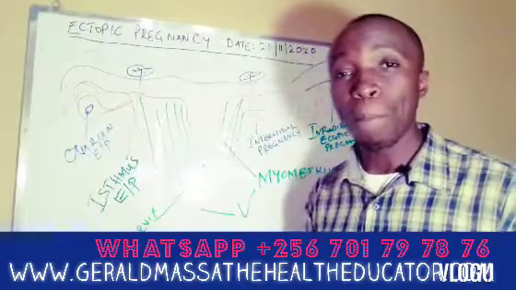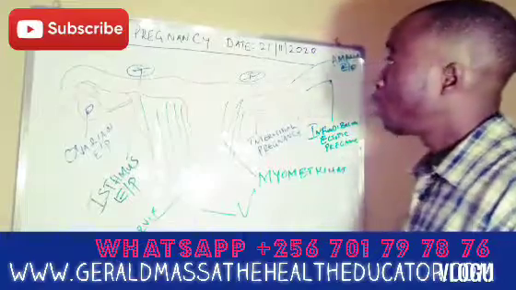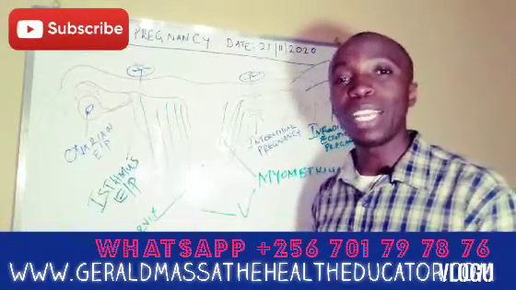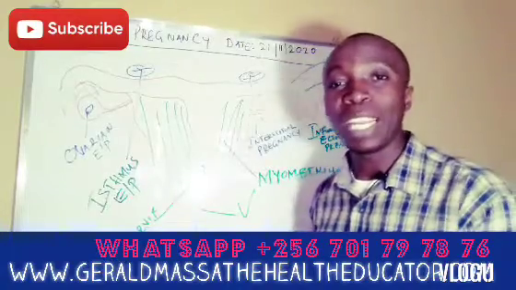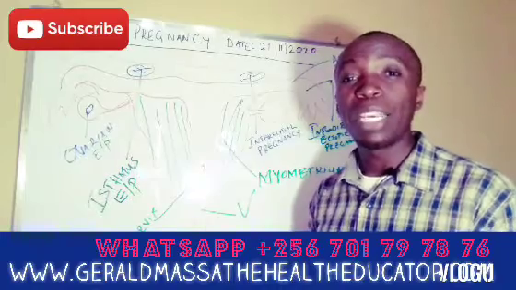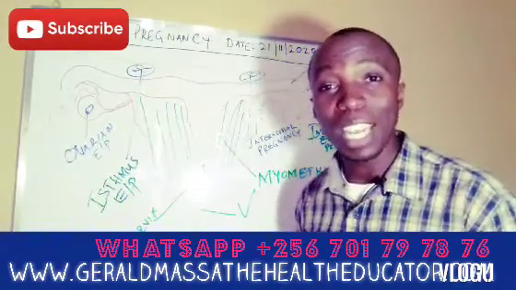We are going to talk about ectopic pregnancy. Without further ado, we are going to define what an ectopic pregnancy is. An ectopic pregnancy is a type of pregnancy where implantation is outside the womb. It's a type of pregnancy where the baby forms outside the uterus.